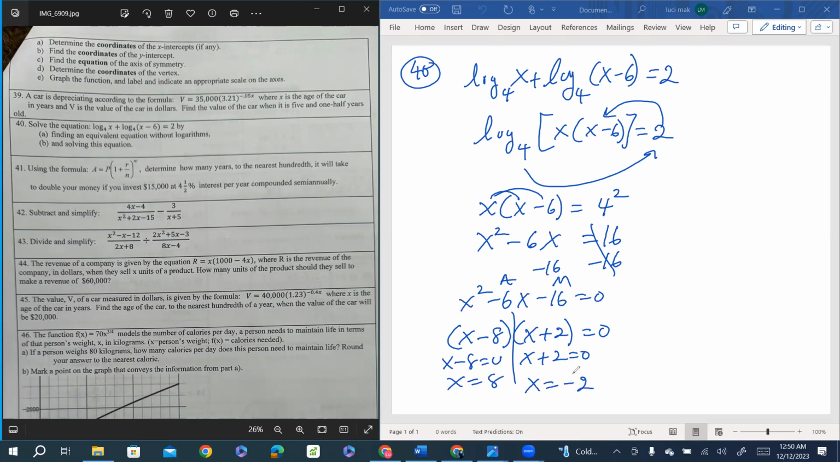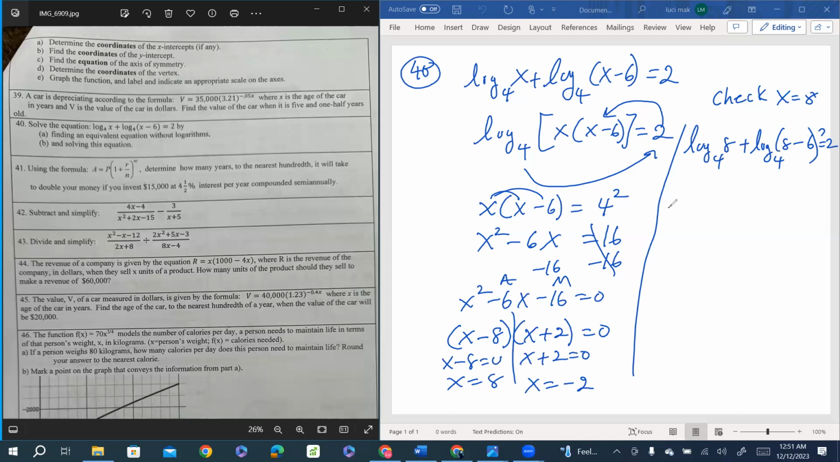Again, with log equations you must check. So let's do the check for each. Let's check for x equals 8. I think that should work. The other one might not. Actually, it does not. Let me check. So we have log base 4 of 8 plus log base 4 of 8 minus 6. We want to check if it's 2.